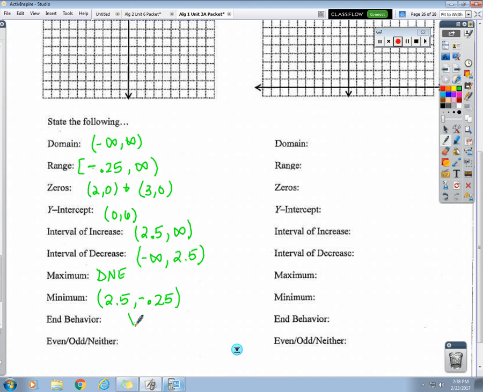Okay, for end behavior. No matter which way you go, right or left, you will always be going which way on the y-axis? Up. Okay, because the parabola is opening up, which makes it even because they behave the same way. Okay, letter D, I'm going to change that equation, so go ahead and scratch out the current one.